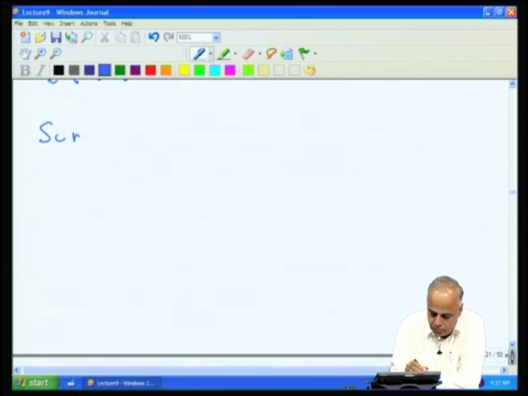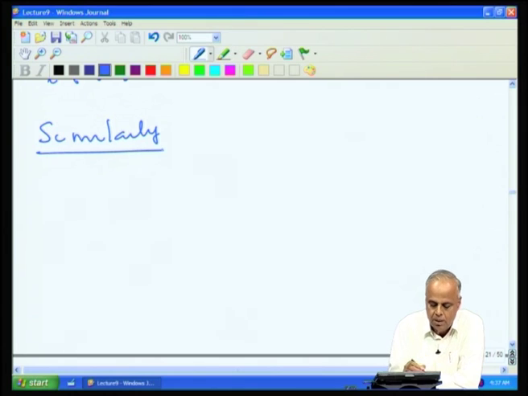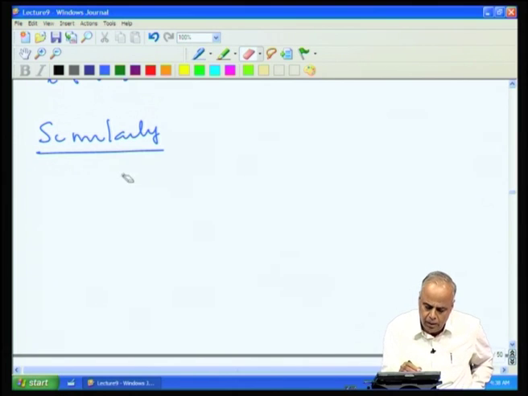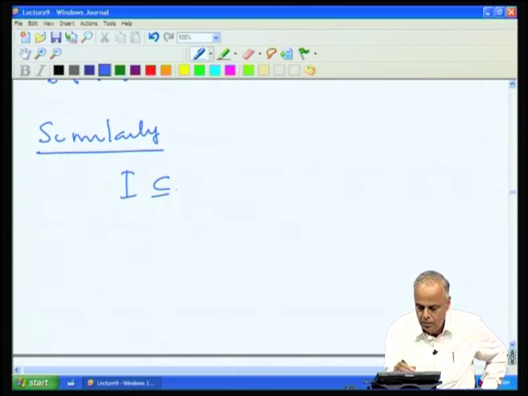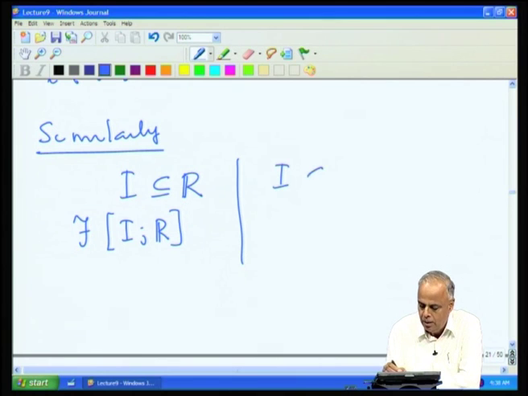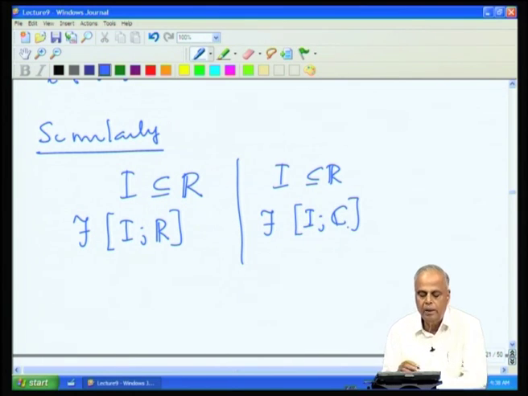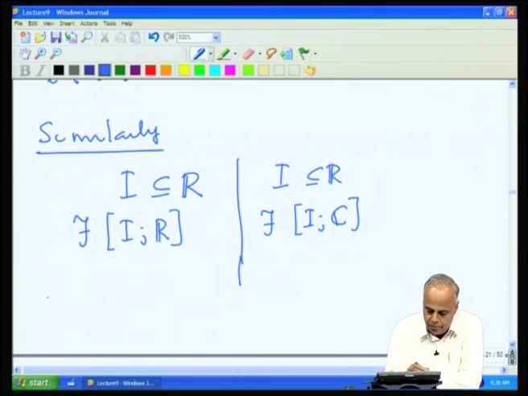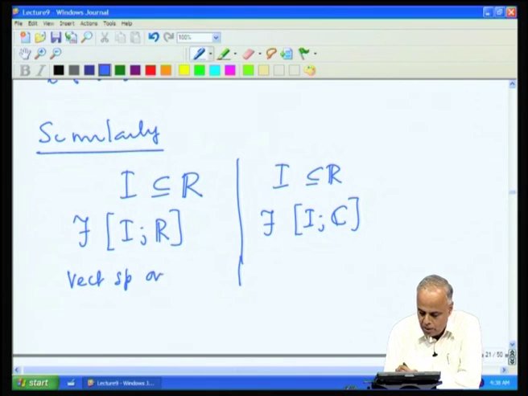Similarly, let us look at L1. First thing is to look at any interval I in R, and then look at all functions from I to R, or all functions from I to C. So, either real valued functions on the interval I or the complex valued functions on the interval I. Then this is a vector space over R, and this is a vector space over C.